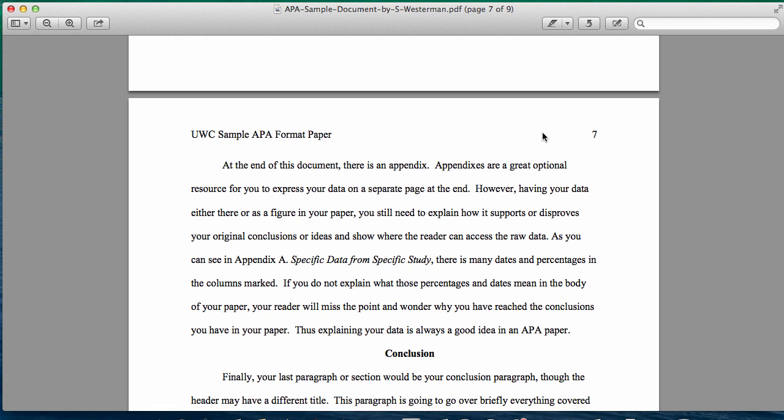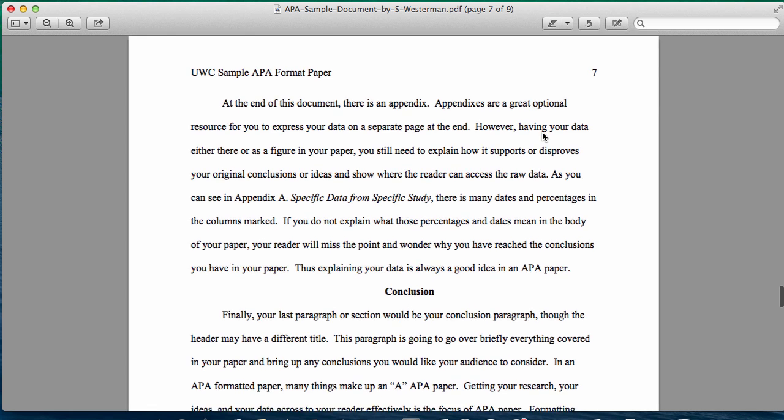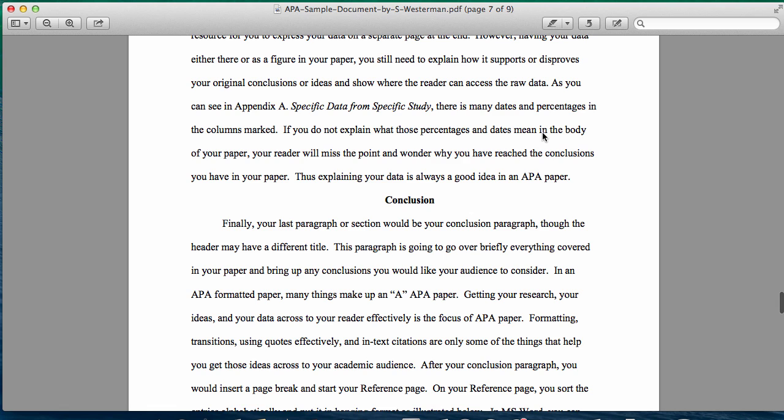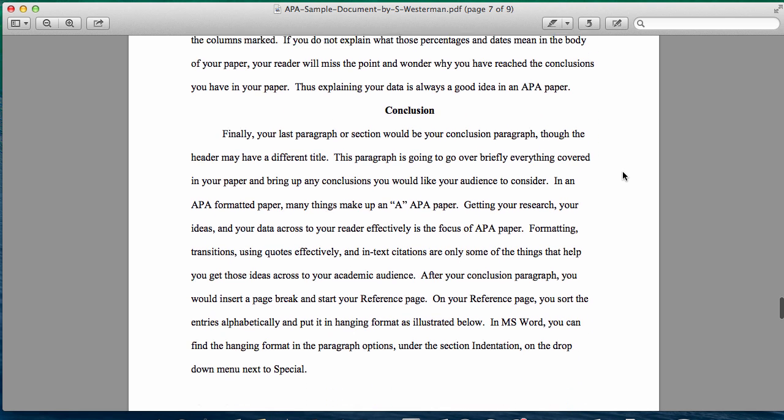However, having your data either there or as a figure in your paper, you still need to explain how it supports or disproves your original conclusions or ideas, and show where the reader can access the raw data. As you can see in Appendix A, specific data from a specific study, there are many dates and percentages in the columns marked. If you do not explain what those percentages and dates mean in the body of your paper, your reader will completely miss the point and wonder why you have reached the conclusions you have in your paper. Thus, explaining your data is always a good idea in an APA paper.